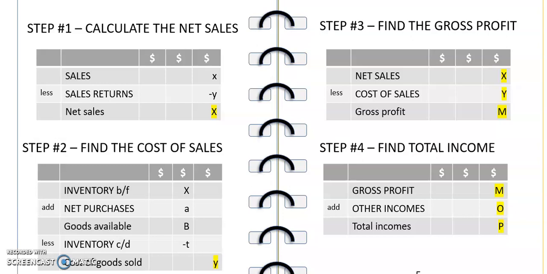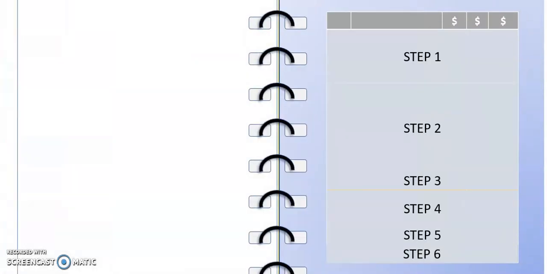If you receive a gain on the sale of assets, or you had a reduction in your allowance for doubtful debts, then these are going to be the additional incomes. In other words, these are going to adjust the gross profit, and that adjustment to the gross profit is called total incomes. So that was step 4. So let's move on now to step 5.